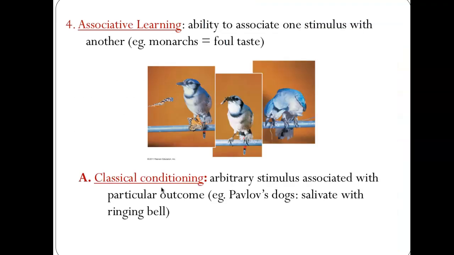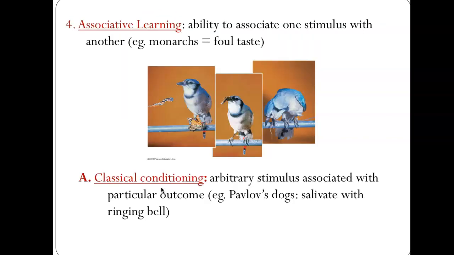Right, and then associative learning. If any of you have taken psychology, you have learned about classical conditioning and then operant conditioning. So I want to go over those two real quick. Associative learning is just associating one stimulus with another. Classical conditioning is an association of an arbitrary stimulus with a particular outcome. What that means is there's no punishment or anything like that. Let me just talk about Pavlov's dog. If you're in psychology, you've already heard of this.